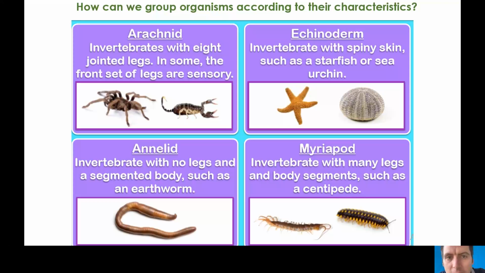Because you've got some other animals here. Arachnids, which have got 8 jointed legs. So if we think of spiders, and some of the sets of legs at the front are sensory, so they can tell what's going on by using their legs at the front. Okay, we've got echinoderms, which are invertebrates with spiny skin. So starfish or sea urchins. Okay, we've got annelids with no legs and a segmented body, such as an earthworm.